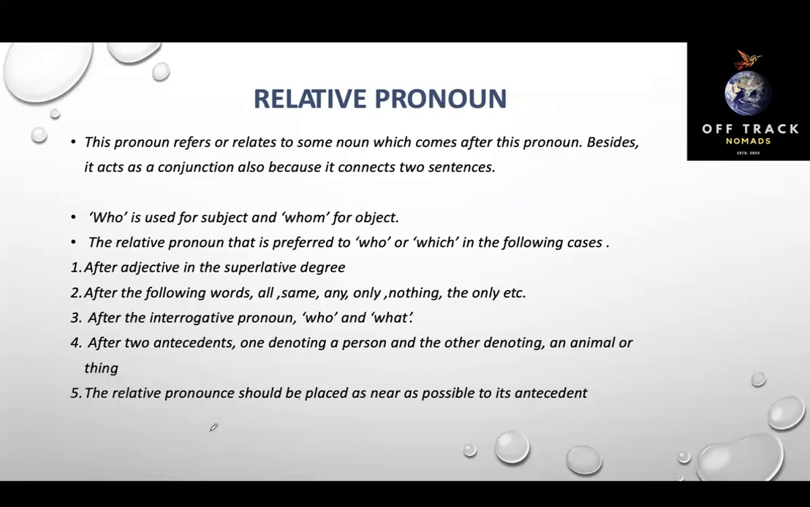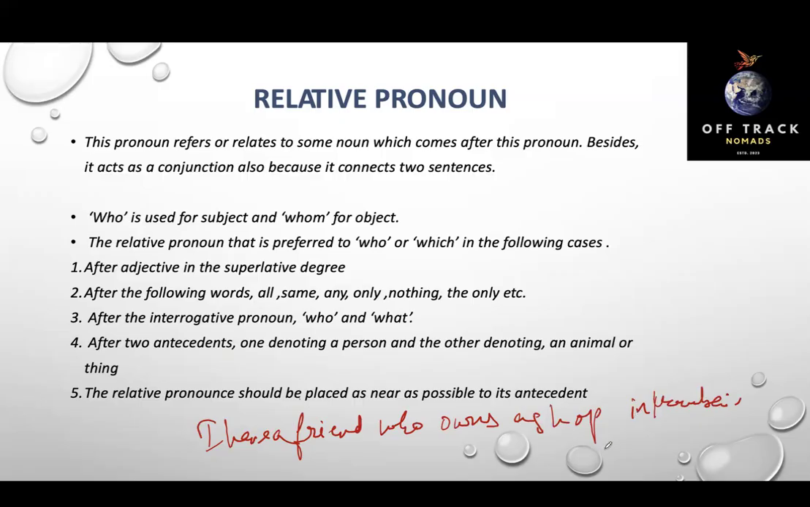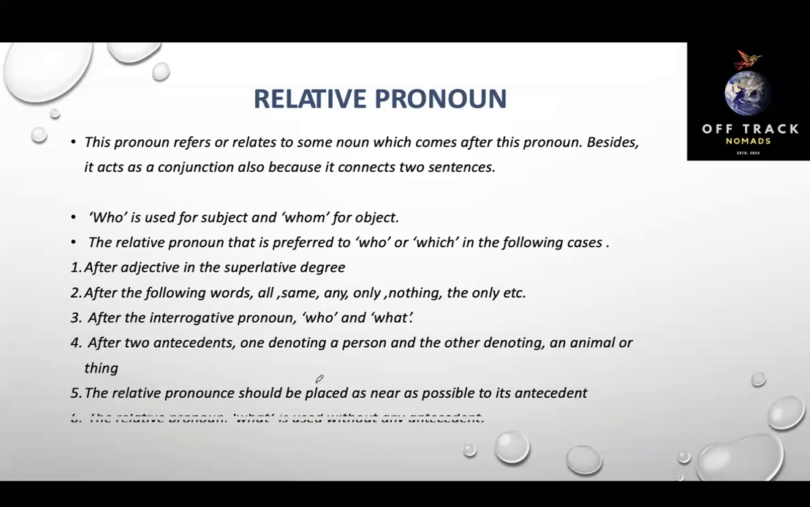A friend, keeping the pronoun near the noun. I have a friend who owns a shop in Mumbai, comma, and he lives in Delhi. This is how we try keeping the relative pronoun near the noun it refers to. It makes it easier. Also, this is the correct way of using it.